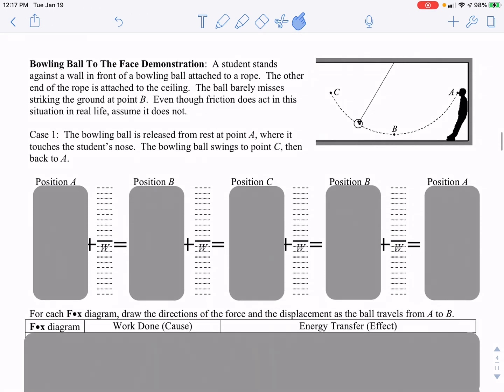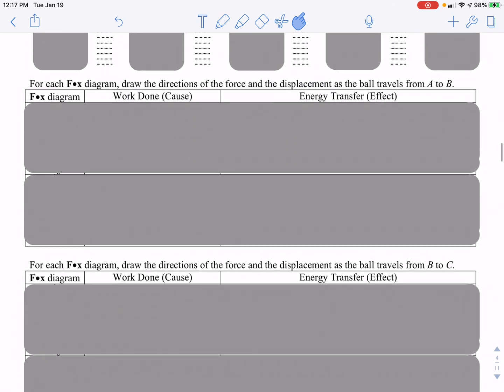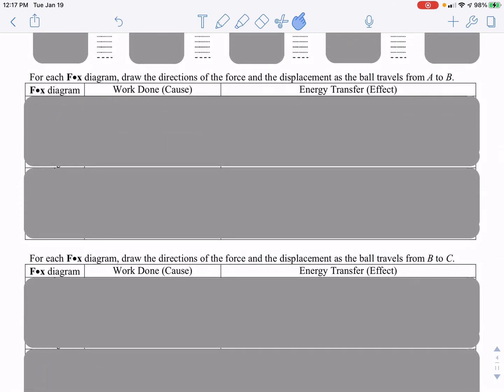We will take a look at this example in class. A bowling ball attached to a rope, swung as a pendulum, released from the position of a person's face, and swinging back to that same position. In this example, we will take a look at energy bar graphs and force distance diagrams. In other words, work diagrams. You could think of them like that.